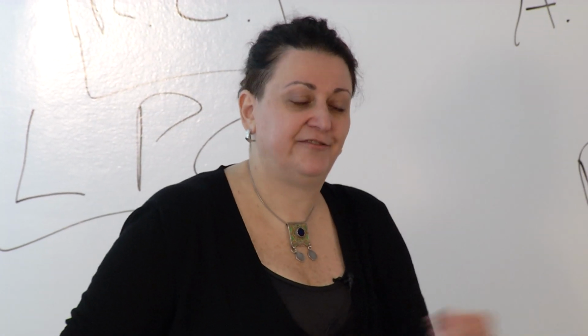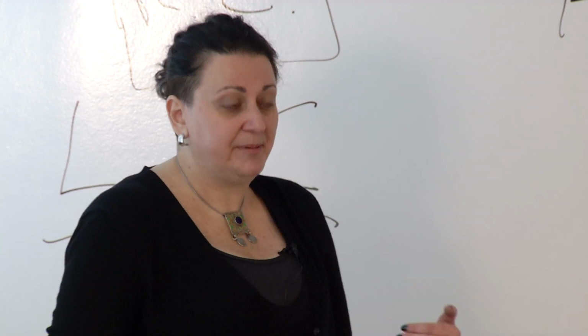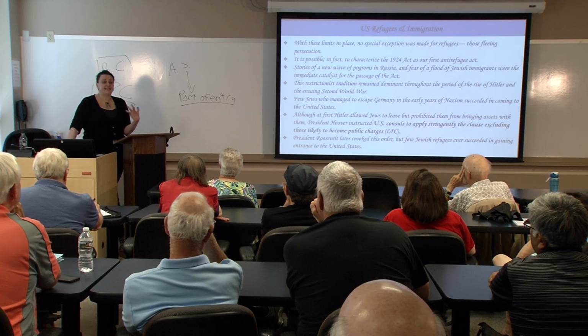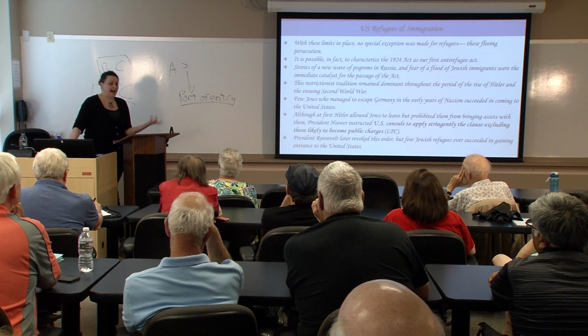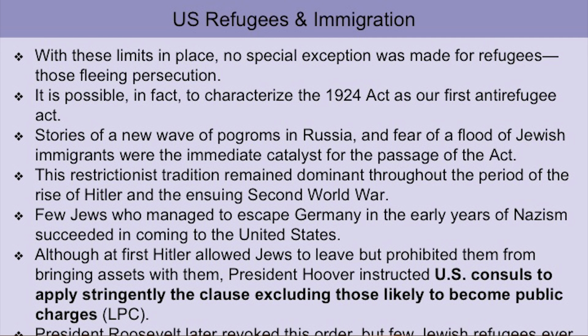So it is possible to characterize the 1924 Act as the Anti-Refugee Act, the first Anti-Refugee Act. Why? Because there had been stories of new waves of pogroms happening in Russia, and fear of a flood of Jewish immigrants was the immediate catalyst for the passing of the 1924 Act. This restrictionist tradition remained dominant even throughout the period of the rise of Hitler and ensuing World War II.